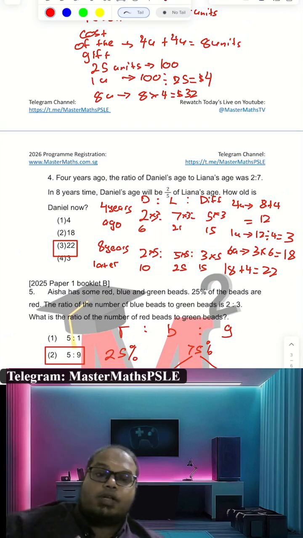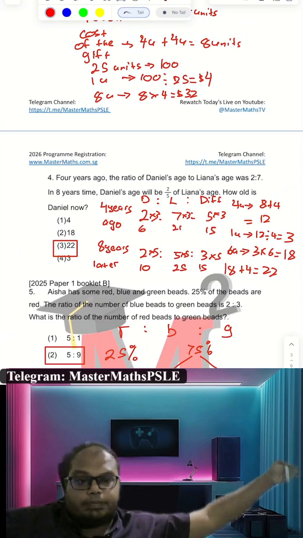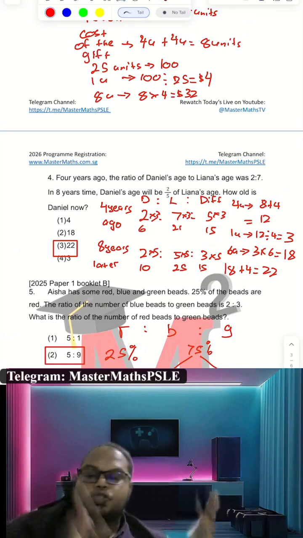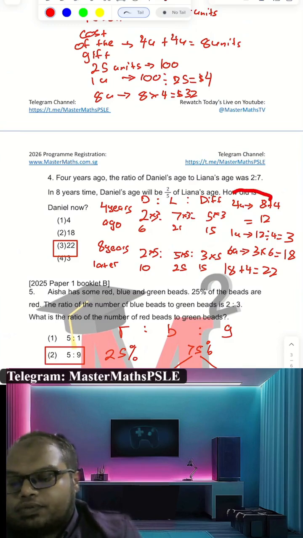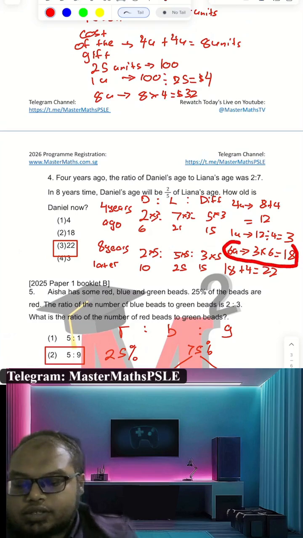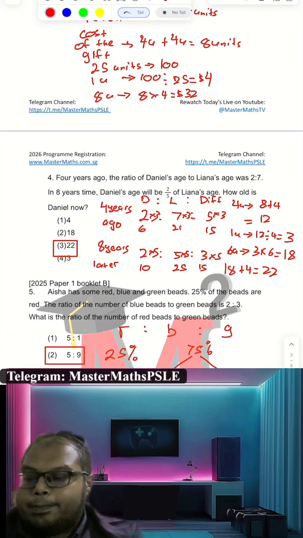But like I said just now, it is 4 years ago, then now, then 8 years later. So it's 4 plus 8 become 12. So 4 units is 12. I find 1 unit, and they're asking for how old is Daniel now. I can find 6 units first. Okay, 18 plus 4, 22.